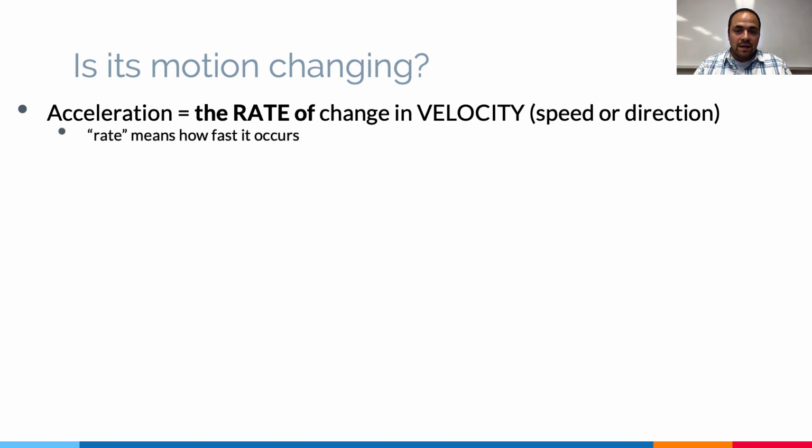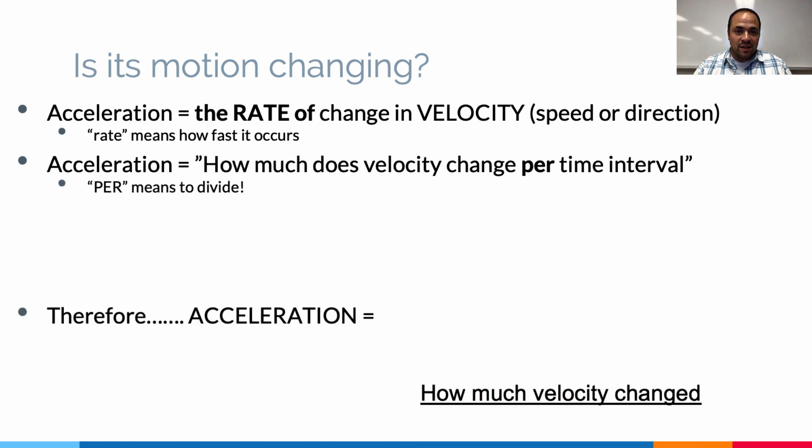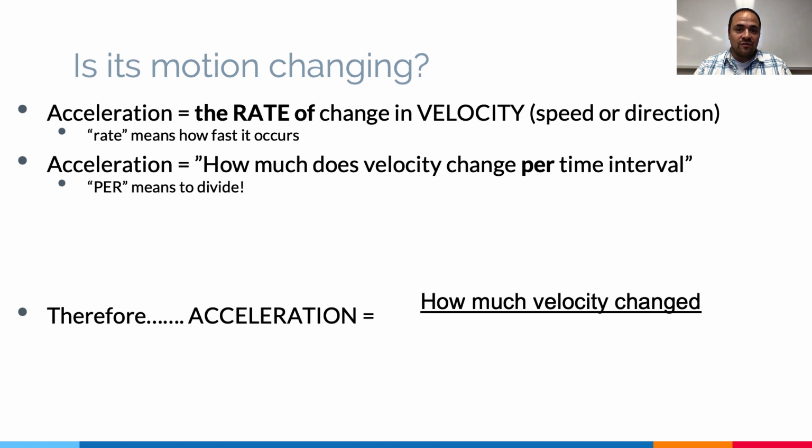And so again, rate means how fast something occurs. We've been looking at rate of changes in position when we look at velocity. This is a rate of change of velocity. And so more specifically, how much does velocity change per time interval? And just to recap, per means to divide. So that means acceleration is going to be how much the velocity changed divided by the time interval over which it did change. So again, acceleration is equal to how much did the velocity change divided by the time period, the time interval over which that velocity change occurred.